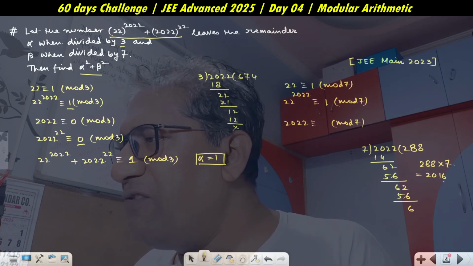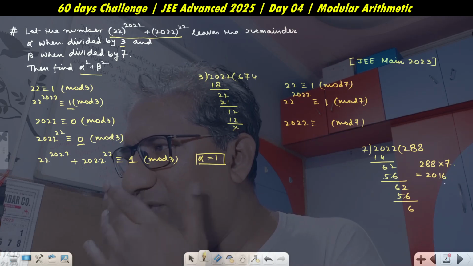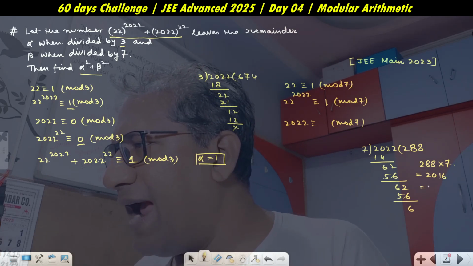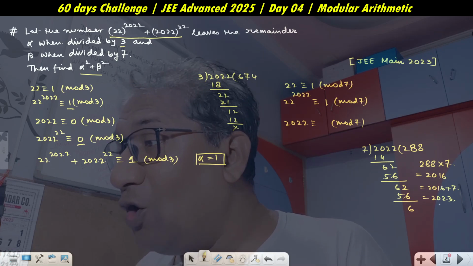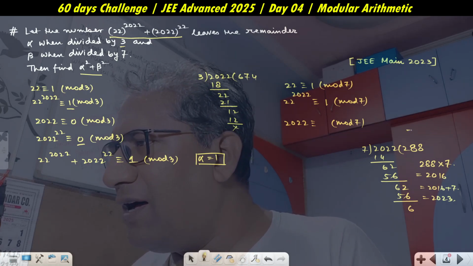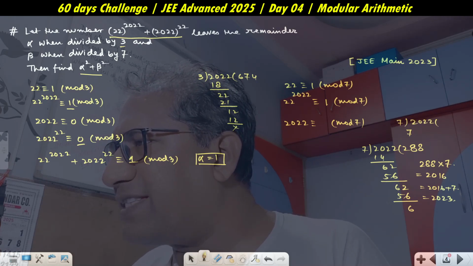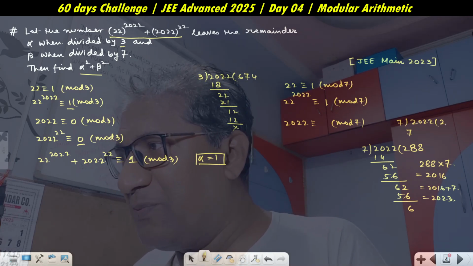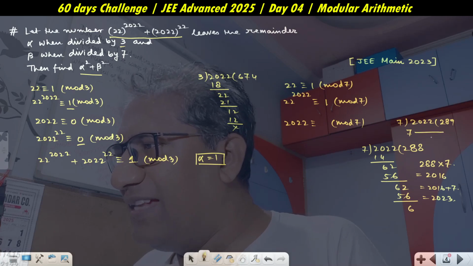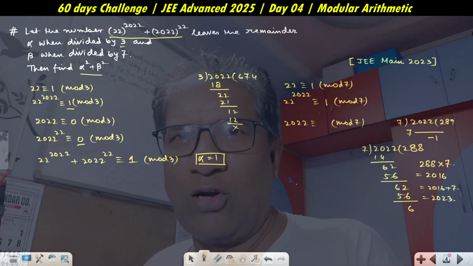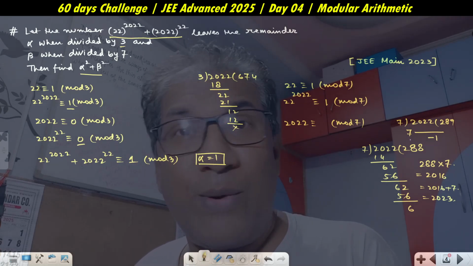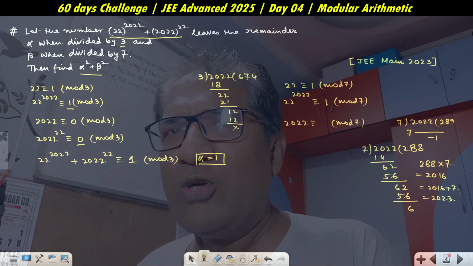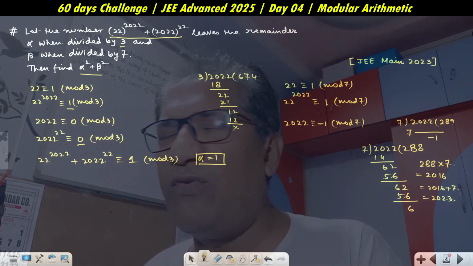Now, if I add 7 to 2016, we are having 2023. So when 2022 is divided by 7, and if the quotient is 289, the remainder will be minus 1. Have you got it? 289 into 7 gives us 2023. So it is simply 1 more than 2022. So what you will write? You will simply write minus 1 over here.